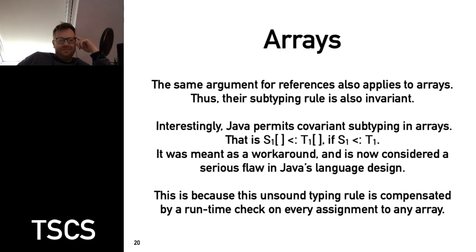Interestingly, in Java, arrays are covariant. Arrays allow covariance. That is, an array of S1 is a subtype of an array of T1 if S1 is a subtype of T1. You can try this out. This was meant as a workaround because people were complaining about things, and they introduced that as a workaround. And this is actually now considered to be a serious flaw in the language design of Java. Because in some cases you actually are not safe in that way.